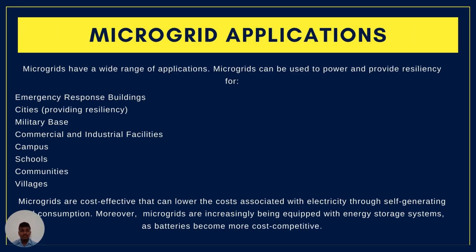So, what are the applications of the microgrid? We know the microgrid provides very clean energy, and it is sometimes economical, but it has maintenance charges somewhere. We can use microgrids in cities, military bases, campuses, schools, communities, villages, and commercial and industrial facilities. The microgrid is cost effective, so it can lower costs associated with electricity through self-generation and consumption. Moreover, microgrids are increasingly being equipped with energy storage systems as batteries become more cost competitive. We can use a microgrid anywhere we want, actually. Let's move on to the next slide.